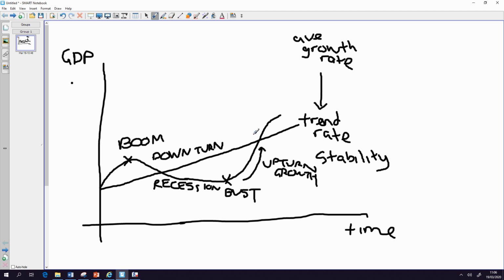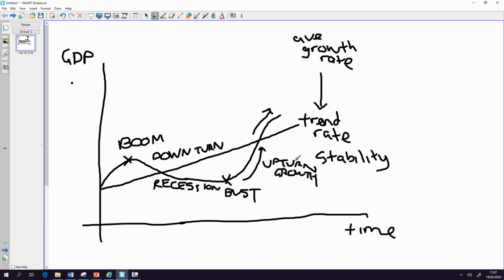Now, after the upturn, we have this, and what we're moving towards again now is another economic boom. So remember, in an economic boom, what will be starting to happen is that wage rates are growing maybe a little bit too quickly.